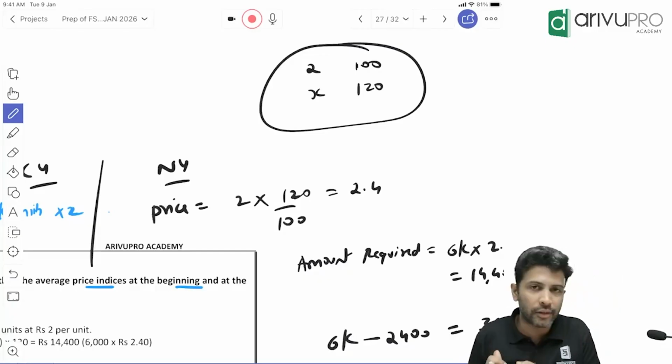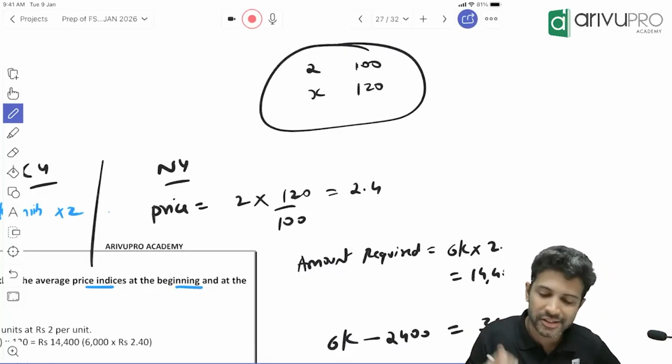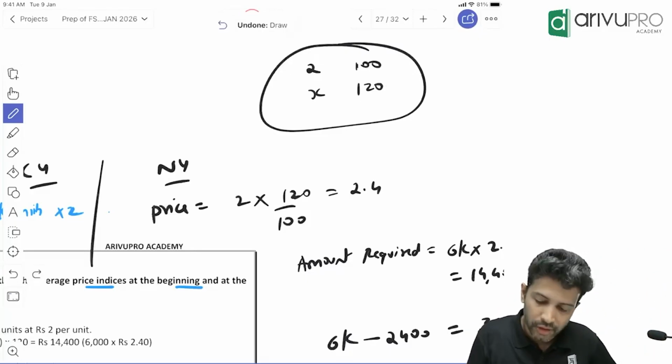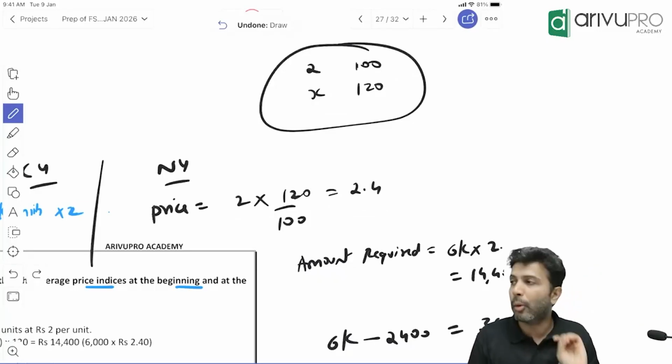That means at the end of the year, the price of the goods will not be 2 rupees. It would have changed. How much is this? How do you find X? 2 into 120 divided by 100. How much is that? 2.4.